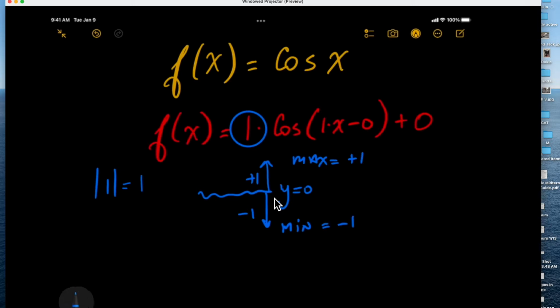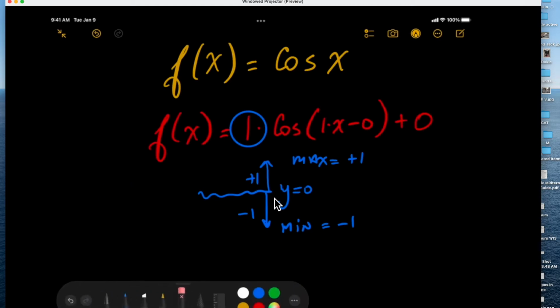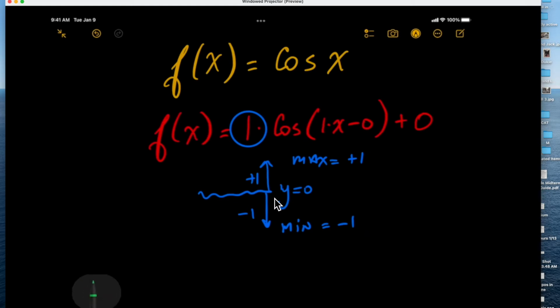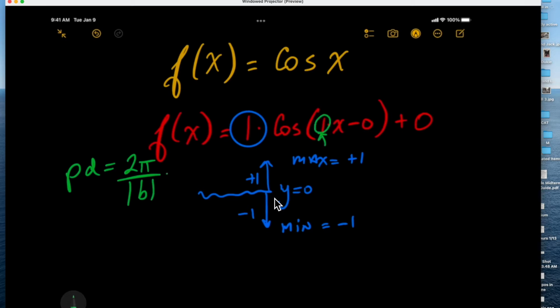The next thing is to determine the period. Recall that the period of the normal cosine function is going to be 2 pi, and we're going to divide the normal period of the function by the absolute value of the b value. So the absolute value of b is going to be the absolute value of 1, and we are going to remain with a period of 2 pi.